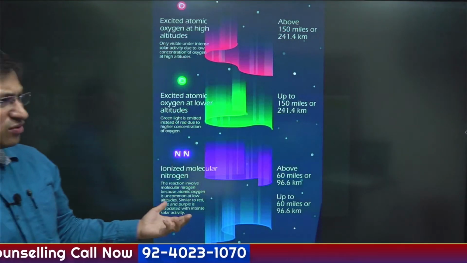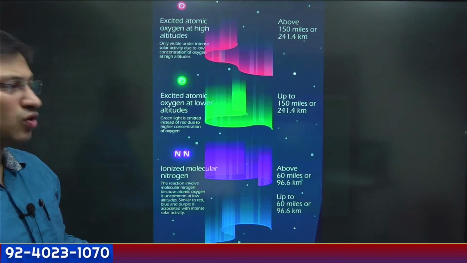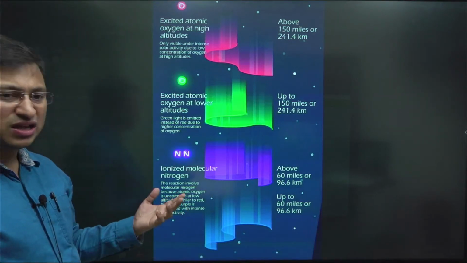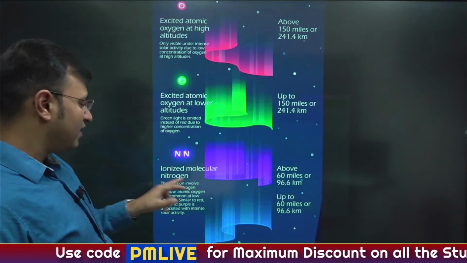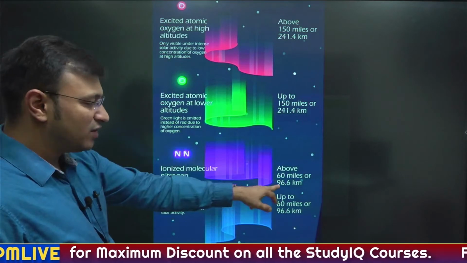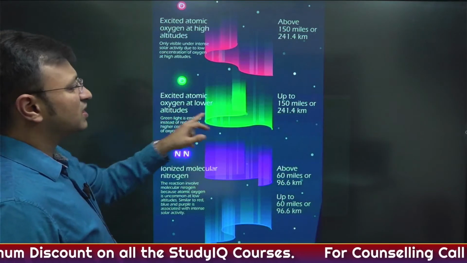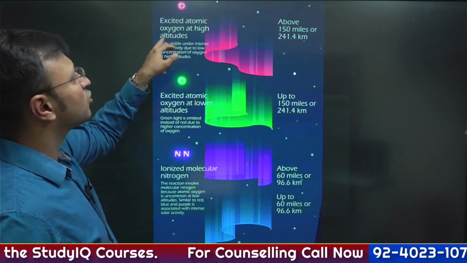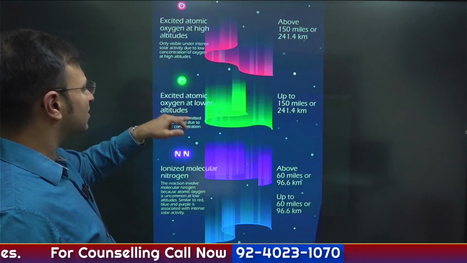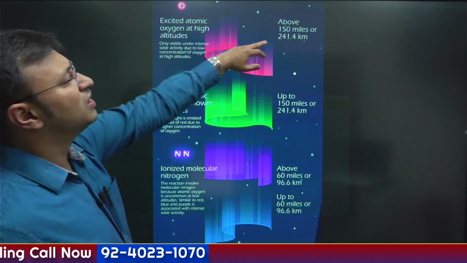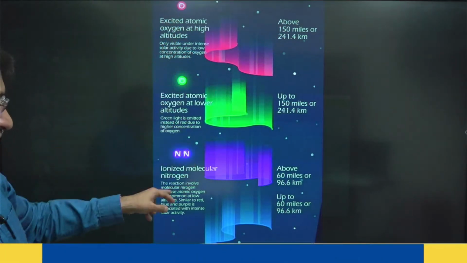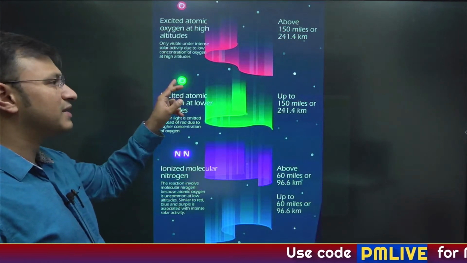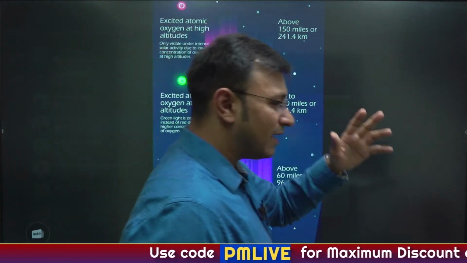So recently you saw auroras as far as 30 degrees north. Why? Because this is the year when the solar maxima is peaking. So see the bright colors: blue, purple, green, pink. Why? So ionized molecular nitrogen up to a height of 96 kilometers, excited atomic oxygen at lower altitudes up to 241 kilometers, then excited atomic oxygen at high altitudes above 150 miles or above 241 kilometers, so up to 300 kilometers too. So this is molecular nitrogen, this is atomic oxygen, this is also atomic oxygen, low and high altitudes.